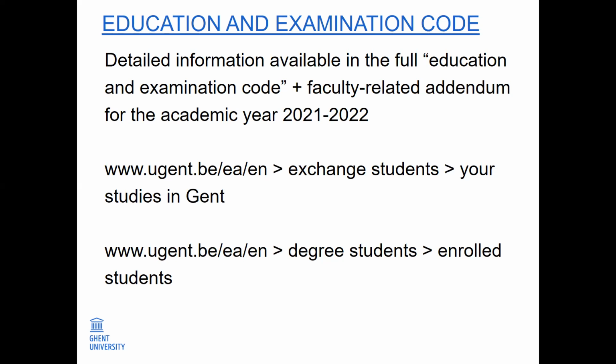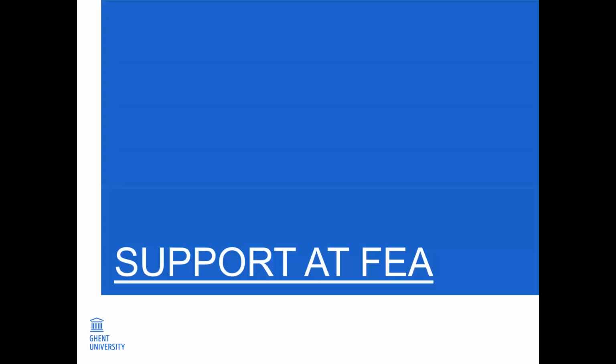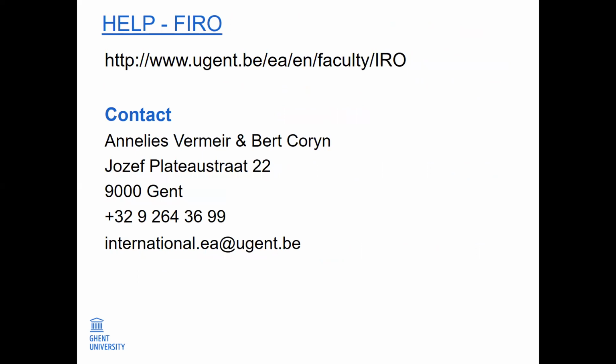Now, all this is a lot of things you need to get acquainted with. So we offer you some support. And we strongly advise you to contact the people who are there to help you in case you need answers to any question. The people you need to contact are the people of the Faculty International Relations Office. Your main point of contact there will be Annelies Vermeer and Bert Corrin. Their offices are in the Plateaustraat, but you can also reach them via the generic email address international.ea@ugent.be.